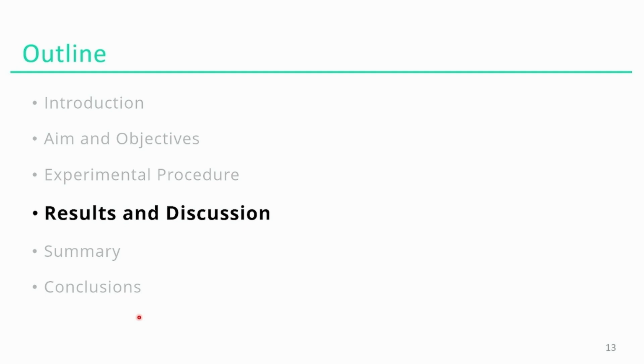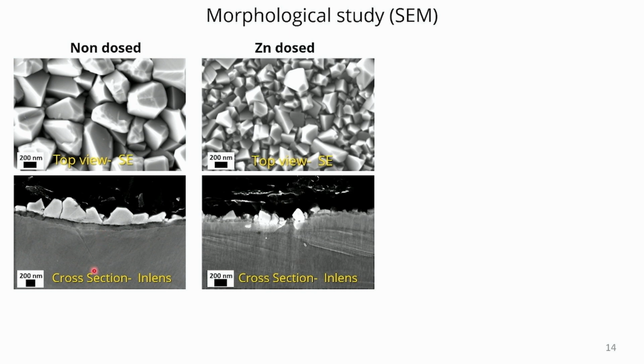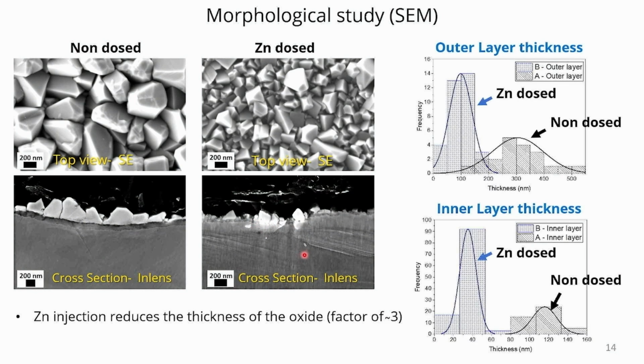So let's now have a look at the results. Here you can see the SEM images of the top and the cross-section of the non-dose sample. You can see these coarse crystallites on the top surface, and here in the cross-section you can recognize the double layer structure. In the zinc dose surface, we have a reduction in the size of these crystallites, also a different shape. And you can see that now the oxide is thinner, and we calculate on average a reduction of the thickness of about a factor of 3.